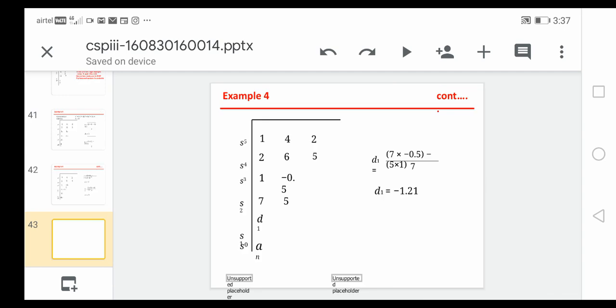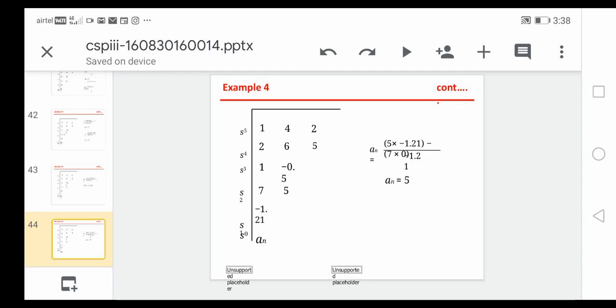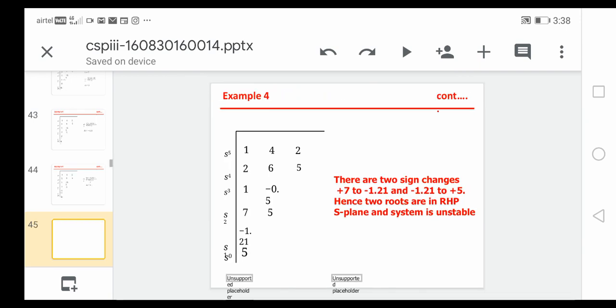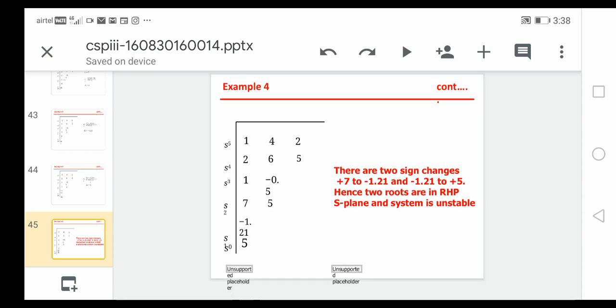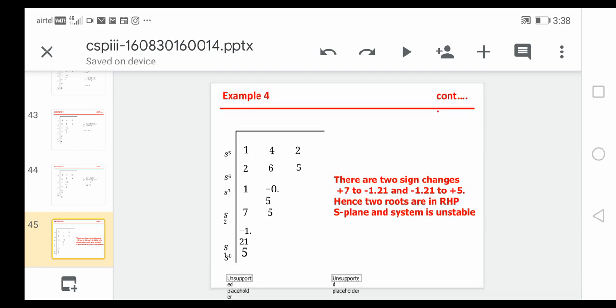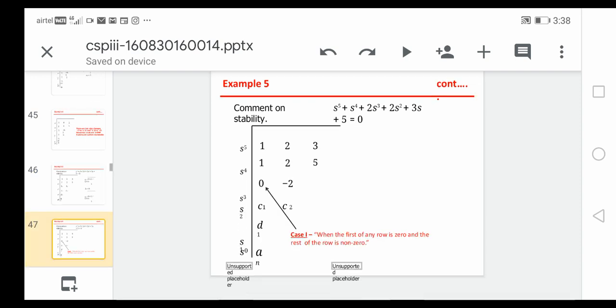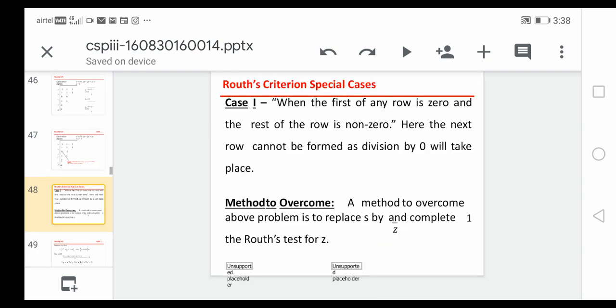Again one more problem example. You need to find the same thing, and again concentrate on the first column of the Routh array. Here there are two sign changes again, that is plus 7 to minus 1.21 and minus 1.21 to plus 5. That means there are two sign changes, therefore the system is an unstable system.